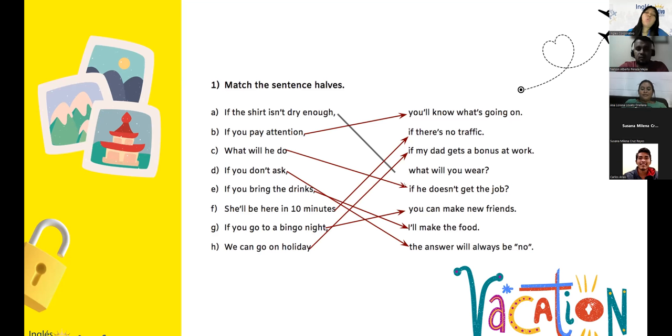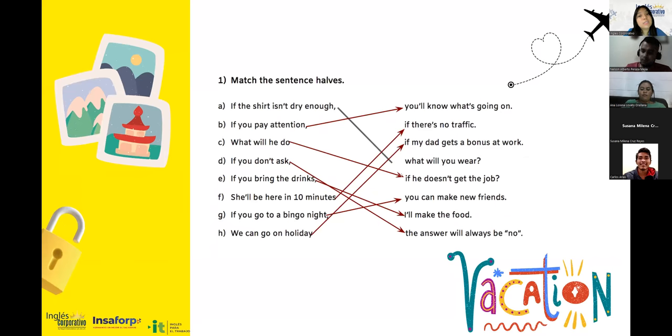Now, let me ask you something. Can you observe that we are using simple present and which other tense? Which other tense are we using? Future. Future will. Yes. That is correct. So for the first conditional, we use simple present and future will. That is the most common structure that we have for the first conditional, okay? For the zero conditional, the one that we covered yesterday, we use simple present and simple present. For the first conditional, we use simple present and simple future will. Very good.